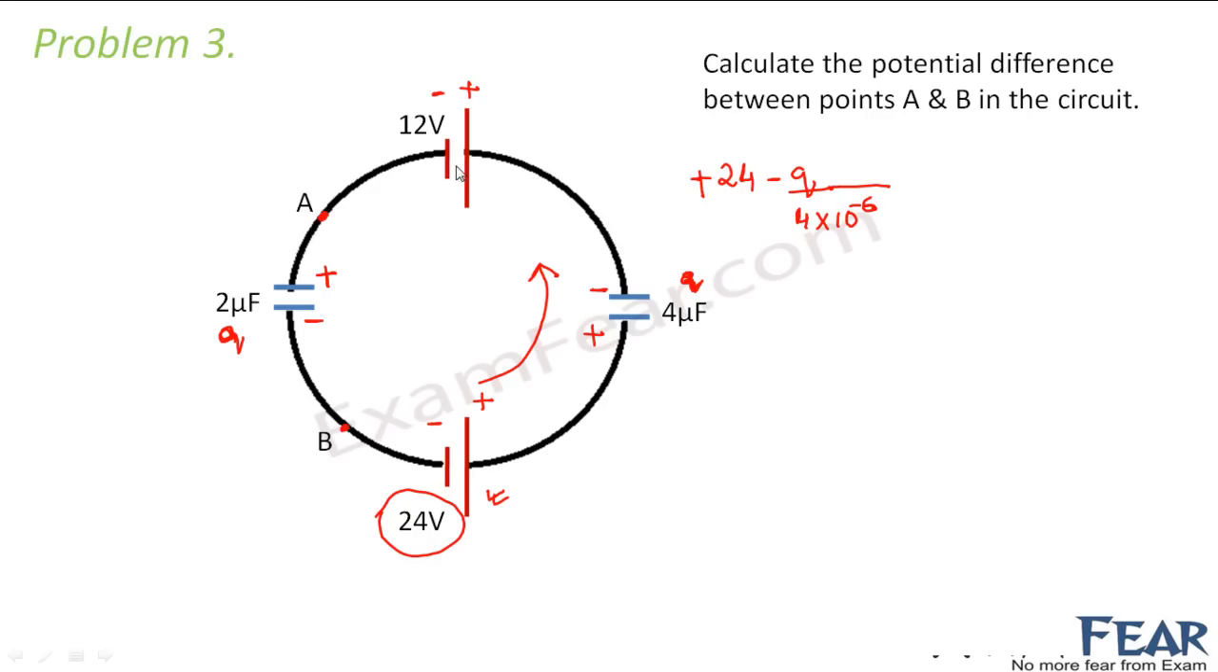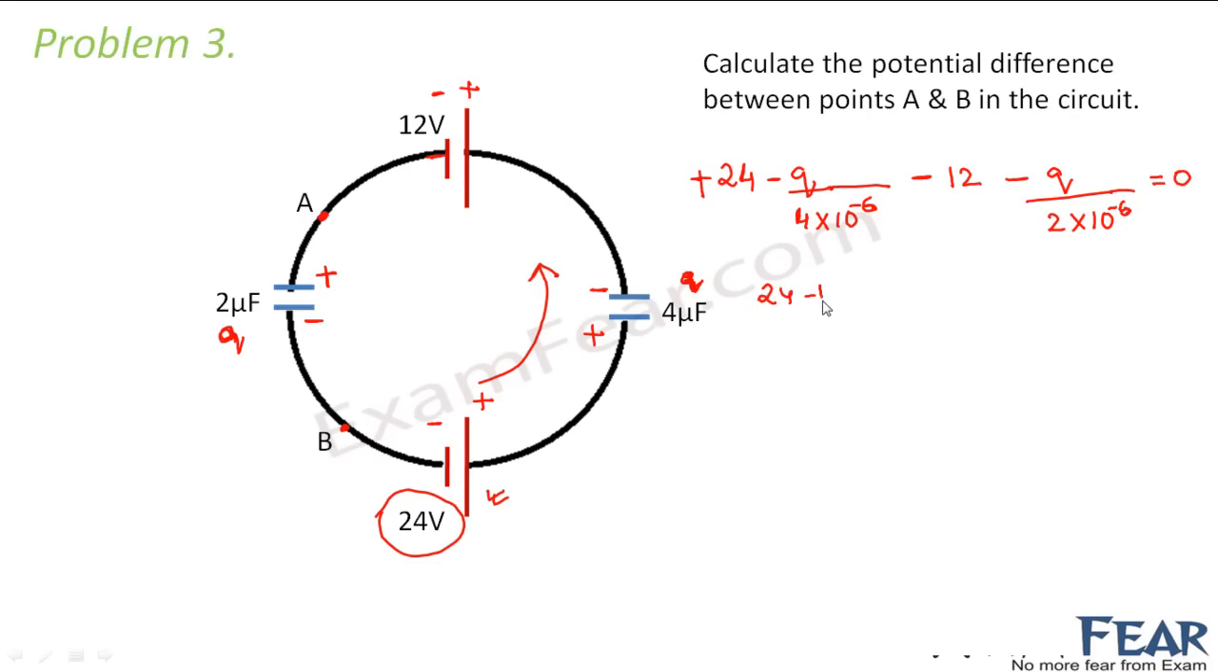Then it goes to the other battery source. What will be the sign for this? It is departing from the negative plate, so this will be minus 12. Then it goes to the other capacitor. That is also departing from the negative plate, so that will also become negative: Q divided by 2 into 10 to the power minus 6. This is equal to 0.